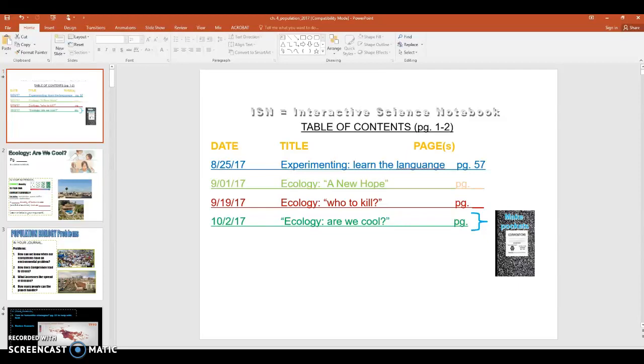All right, good morning. This is the beginning of our Ecology Are We Cool? Notes. And this was started officially in class on October 2nd. And of course, you need to put it in your table of contents based on whatever page number makes sense for you in your notebook. Additionally, if you weren't here for it, you need to make a pocket leading into this notes section.